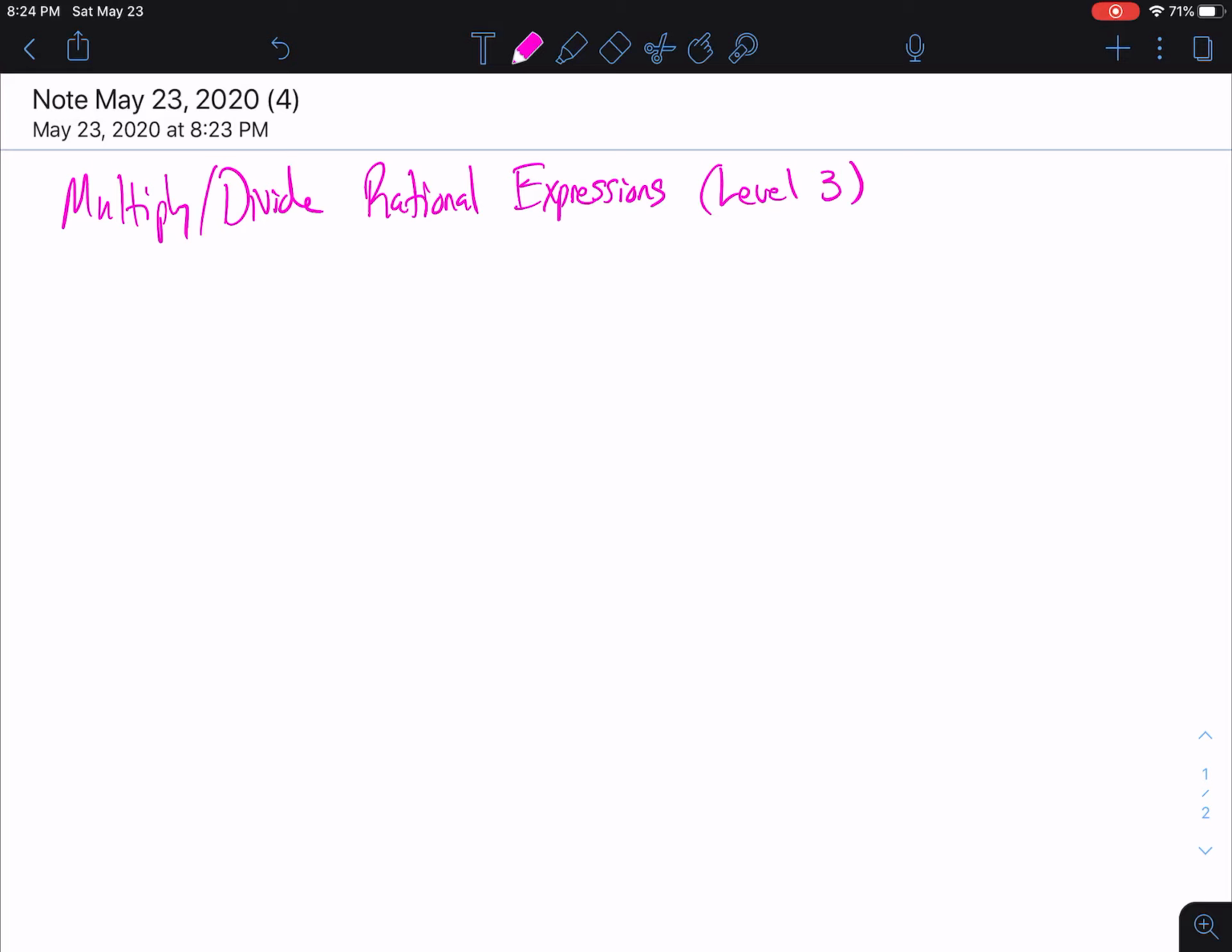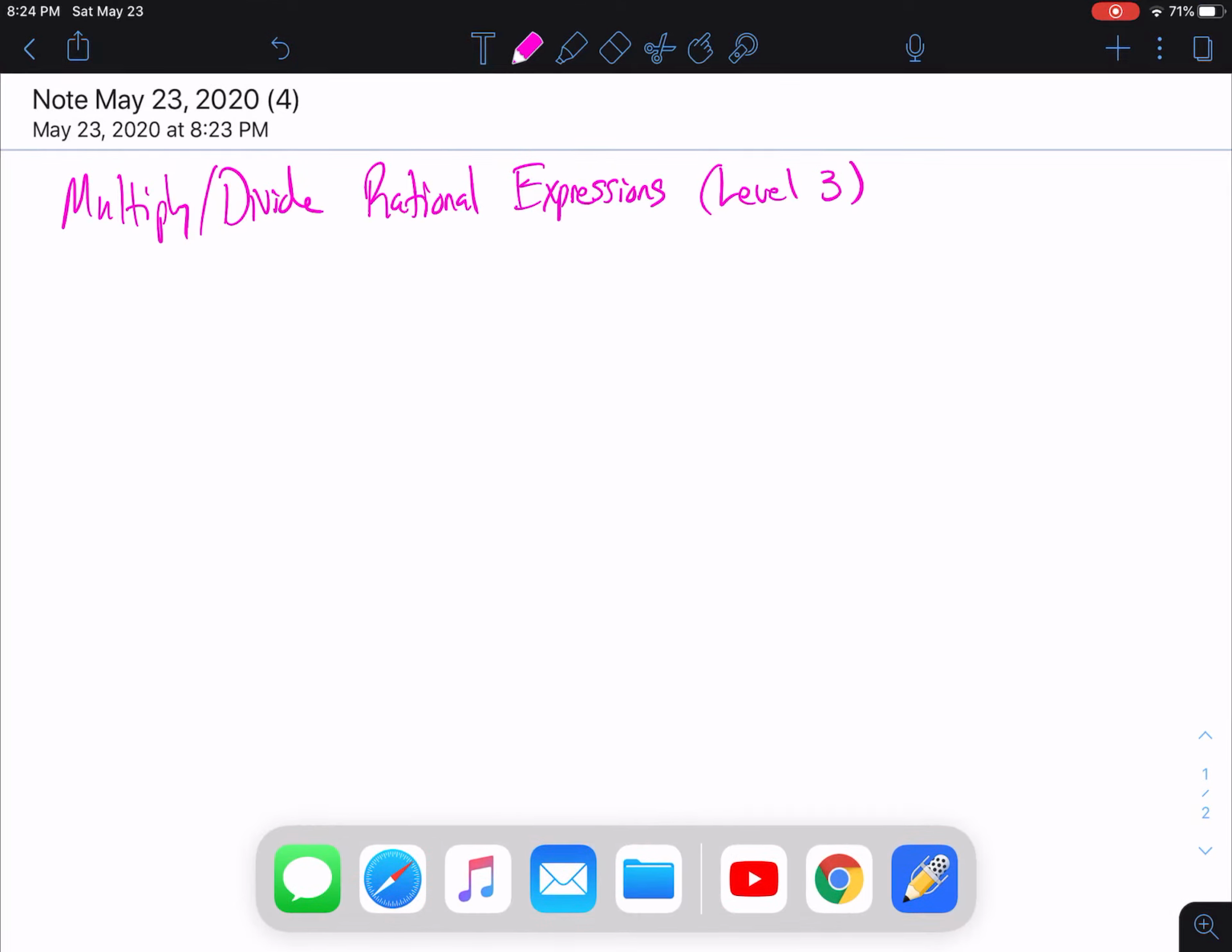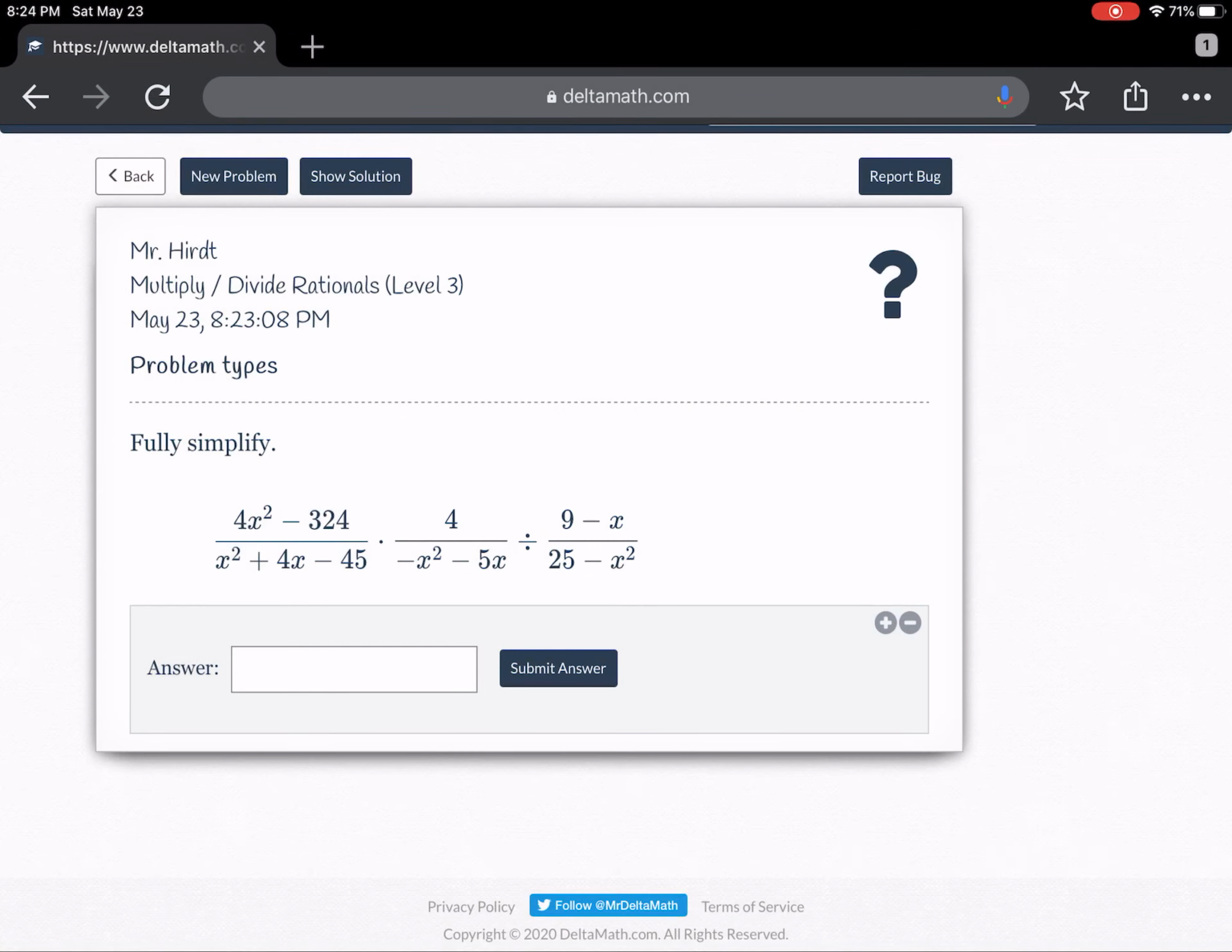Multiplying and dividing rational expressions level 3. We're bringing back division. They're going to be mixed in. Just keep in mind that with the division, keep change flip, okay? Keep the first fraction, change the second, and flip the second fraction. We're changing this side. Let's see what this looks like.